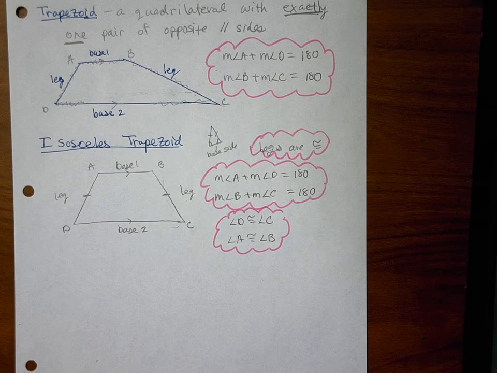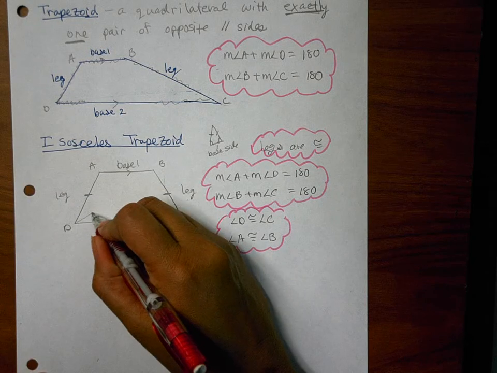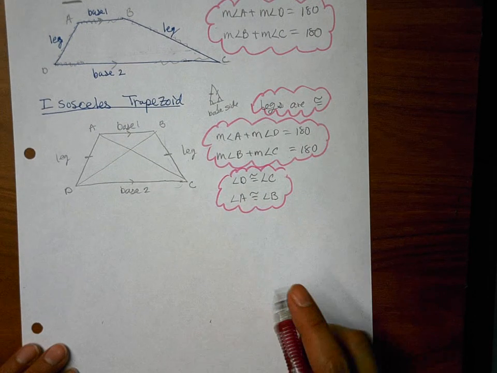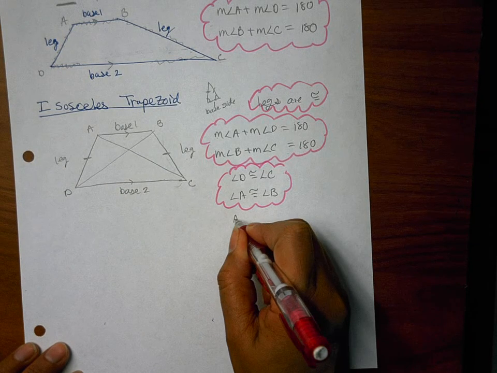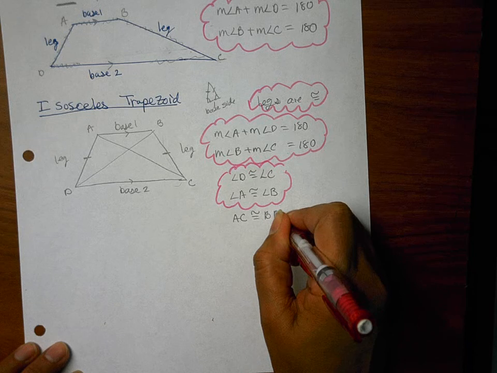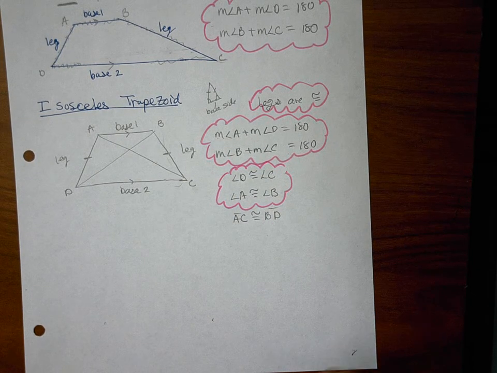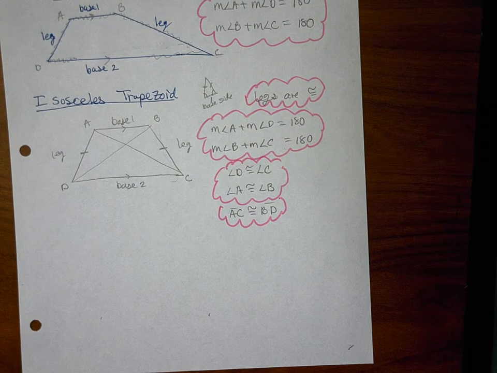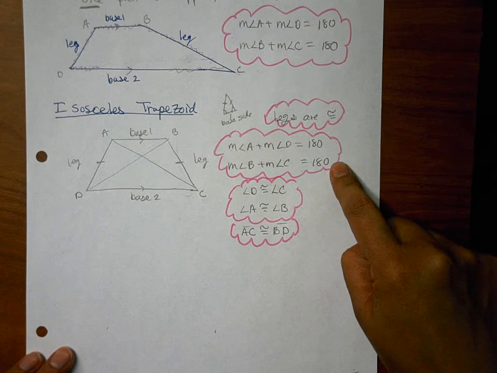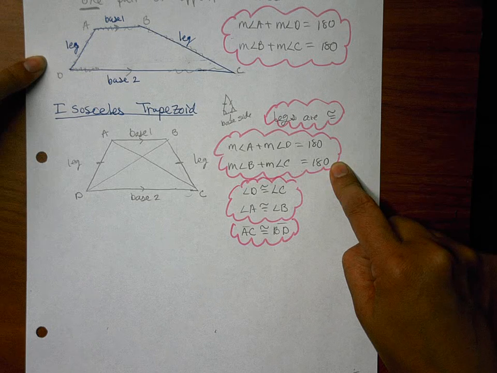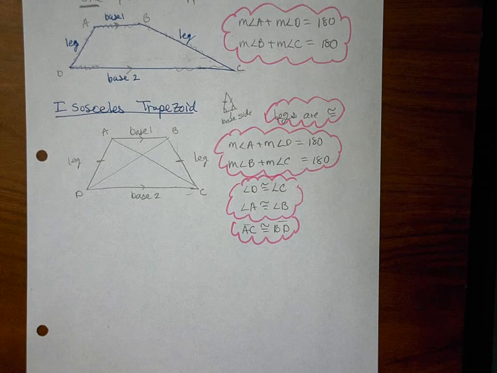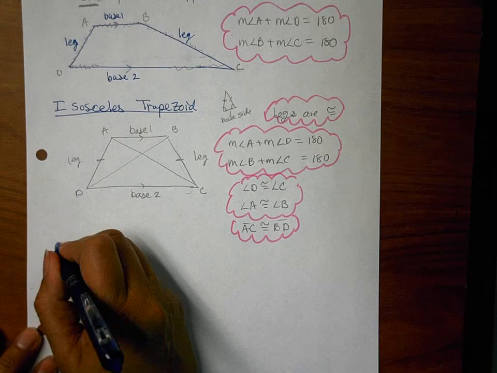All right, and the last piece is diagonals. Diagonals are also congruent when you're dealing with an isosceles trapezoid. So AC is congruent to BD. All right, so we have a lot of bits and pieces here for an isosceles trapezoid. This one here is the same as a regular trapezoid. Everything else is added stuff, new stuff, because it's isosceles.